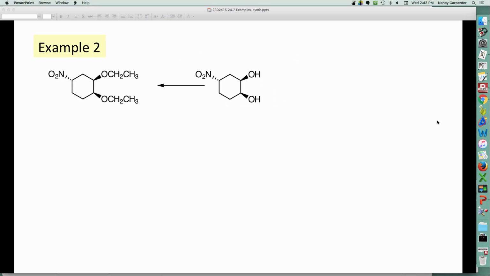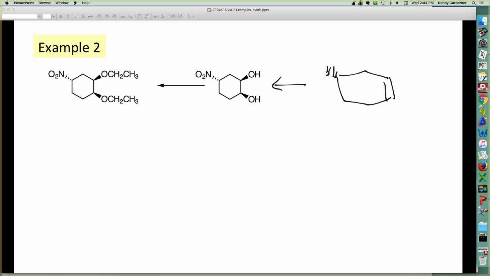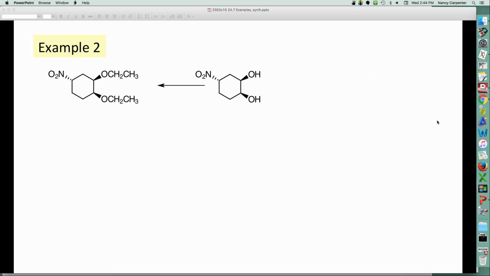Okay, so what can I make that from? Well, I know how to make that. I just learned that. I know I make these syn-diols from alkenes. So that's the alkene I would want to make that syn-diol. Not going to worry about stereochemistry. That's a whole other issue. All right. So if I make that syn-diol from that alkene, I know I can do that.